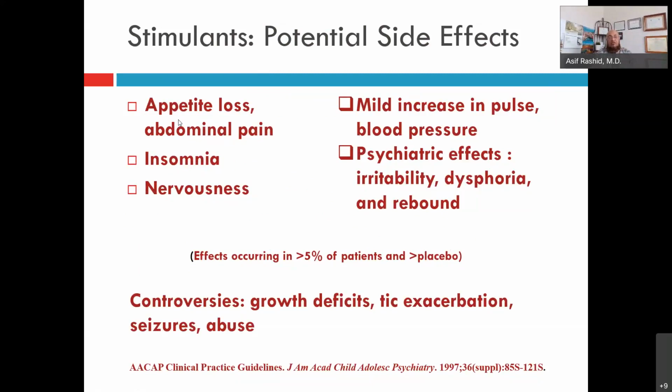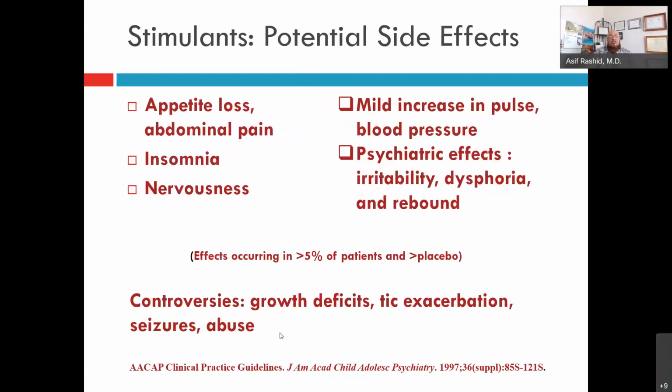Nervousness, yes, it can cause anxiety feelings. And then sometimes there's a mild increase in pulse and blood pressure, irritability, dysphoria, mood changes. So that can happen on high doses. These are high dose effects. They can occur in more than 5% of patients and more than in placebo. Which are, and these controversies we talked about already: growth deficits, tics, seizure, abuse.